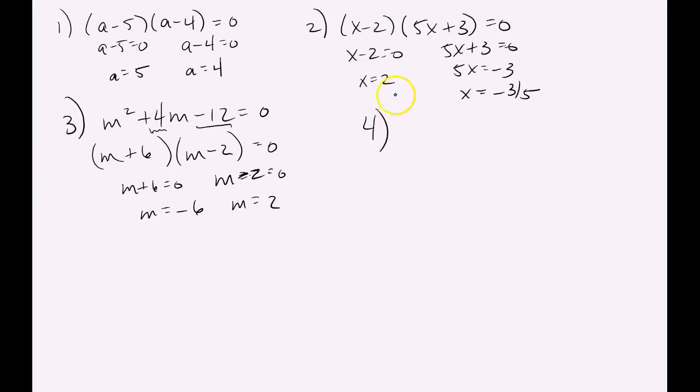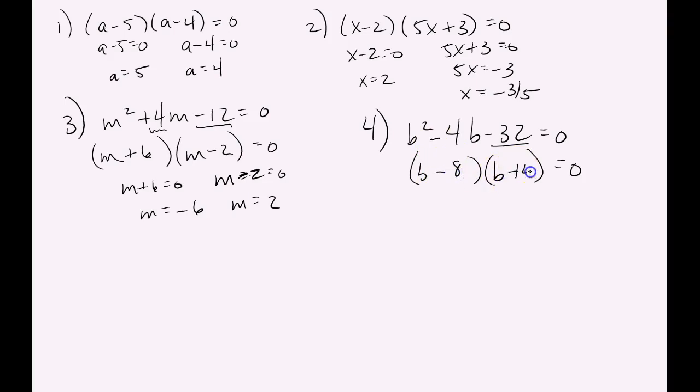Okay, number 4, same thing. We've got to figure out the magic combination of numbers ourselves. So there's a B now instead of an X or an M, so a B and a B. And I need two numbers that multiply to negative 32, but add to negative 4. So what makes 32? Okay, 8 and 4 work, right? 8 times 4 is 32. And if I have a negative 8 and a positive 4, then when I add those together, they will also give me that middle number combination, which is what I need.